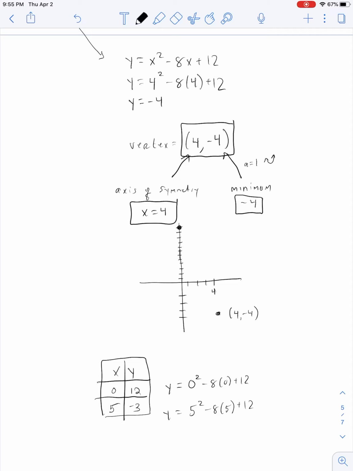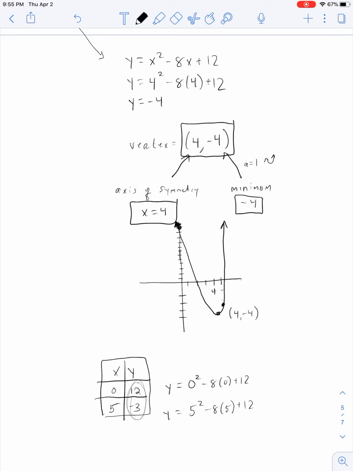Right, and you have 5 and then negative 1, 2, 3. There you go. So now you got some points. You can go ahead and plot them, right? Now we're doing it a little bit more exact. Okay, so a nice example of plotting.